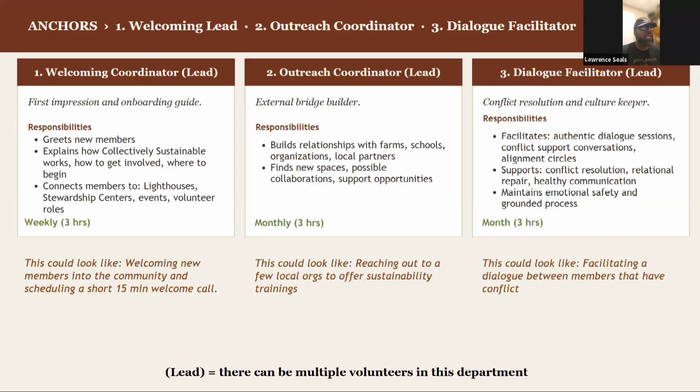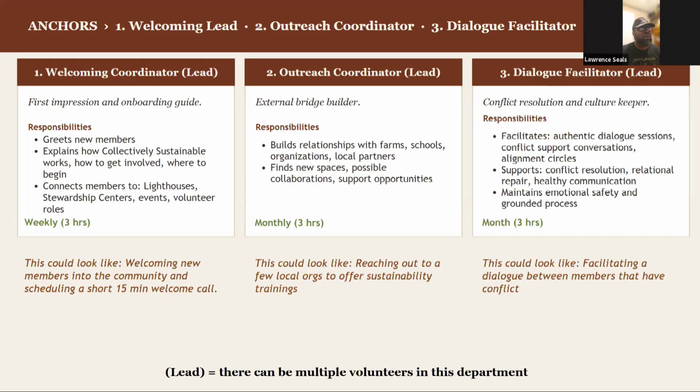Now, this is an interesting network because anchors all have leads, right? They all have leads, meaning they have departments that are filled with multiple bodies instead of just one. And the more the merrier. So the welcoming coordinator is basically the first impression and the onboarding guide. As people come in, they're greeting new members, explaining how Collectively Sustainable works, how to get involved, where to begin. They connect members to lighthouses, stewardship centers, events, and volunteer roles.